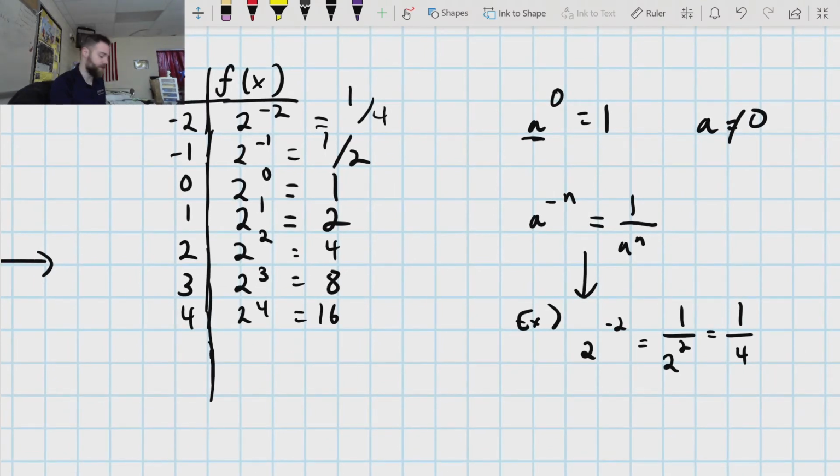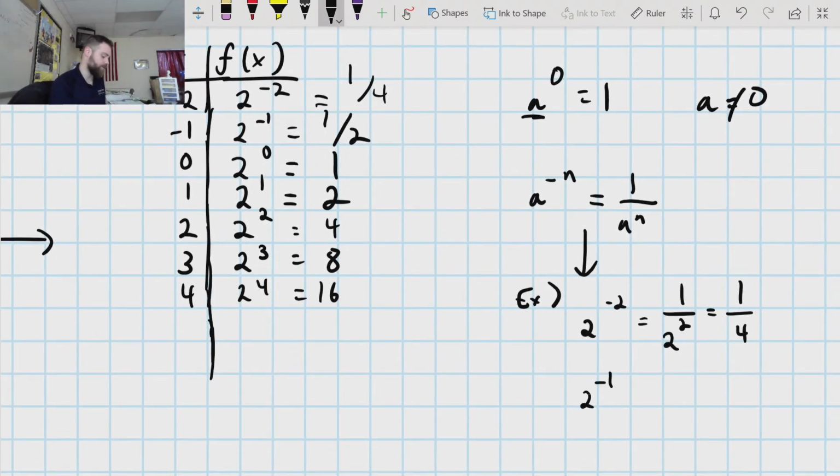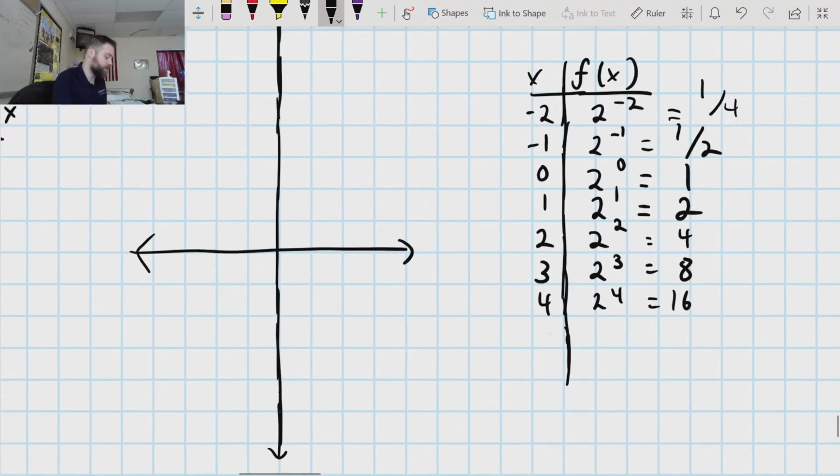And then another example would be 2 to the negative 1. It's going to equal 1 over 2 to the first, which is 1/2. And that's it. That's all I have to do for those. So now I just have to plot these points. I hope that makes sense. And we're going to go over here and start to plot these points.